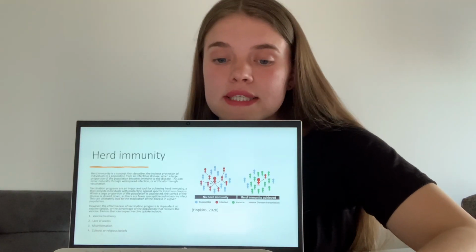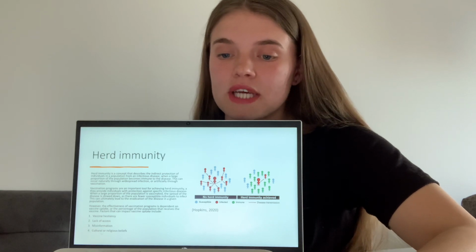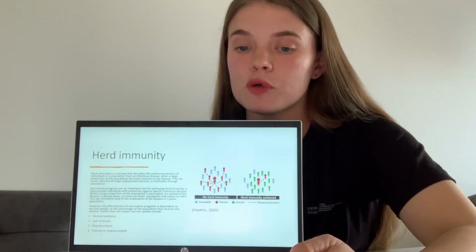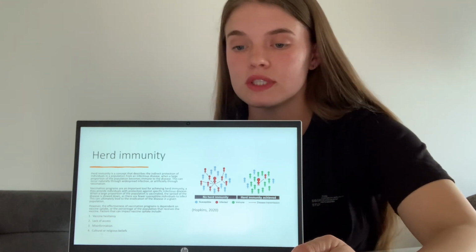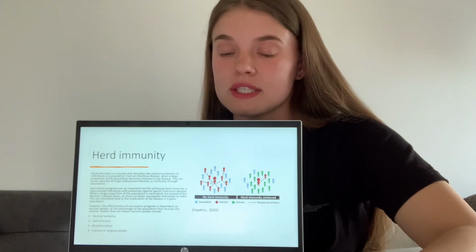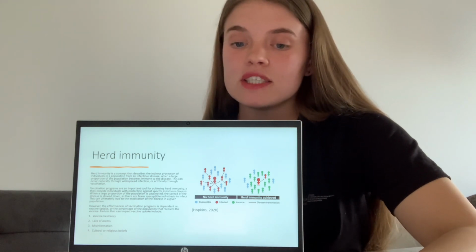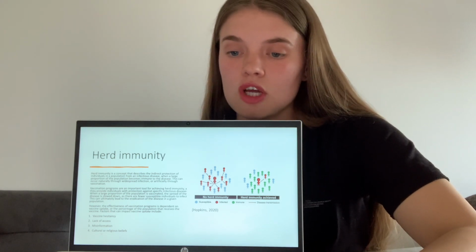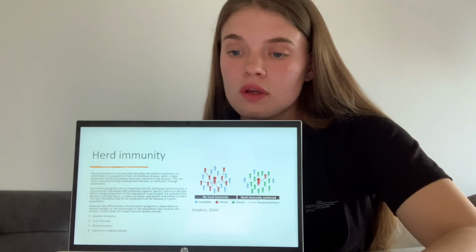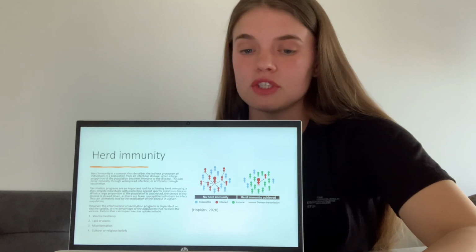Herd immunity is a concept that describes the indirect protection of individuals in a population from an infectious disease. When a large proportion of the population becomes immune to a disease, this can occur naturally through widespread infection or artificially through vaccination. Vaccination programs are an important tool for achieving herd immunity, as they provide individuals with protection against specific infectious diseases.